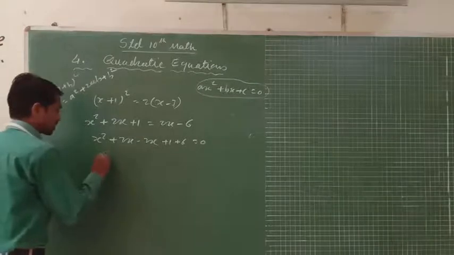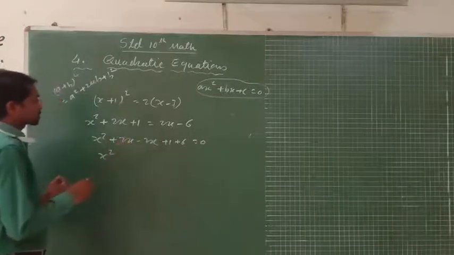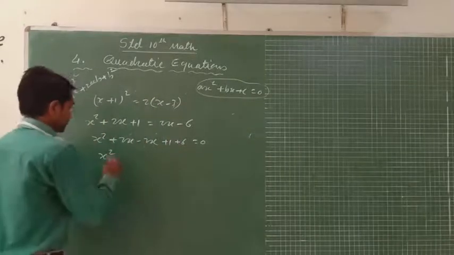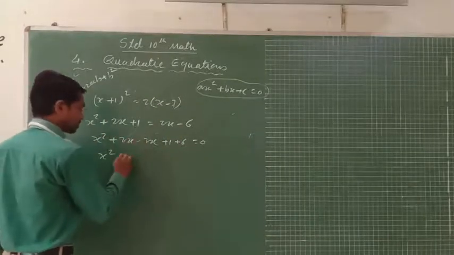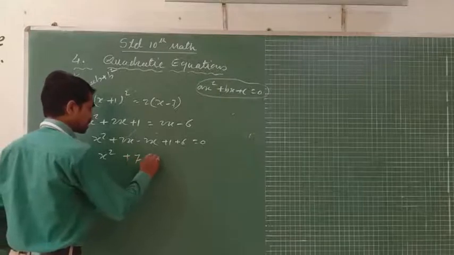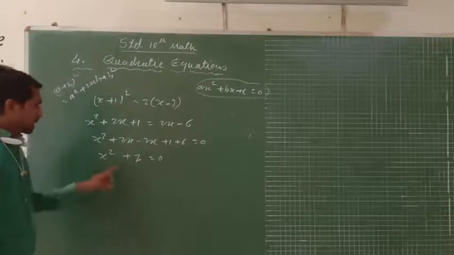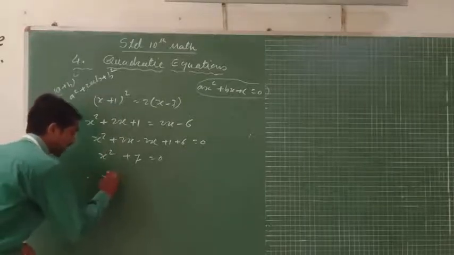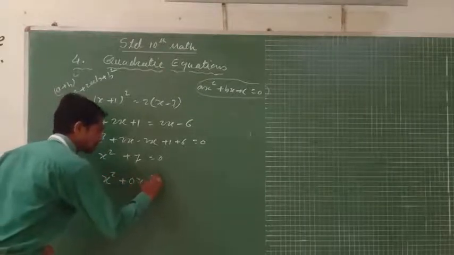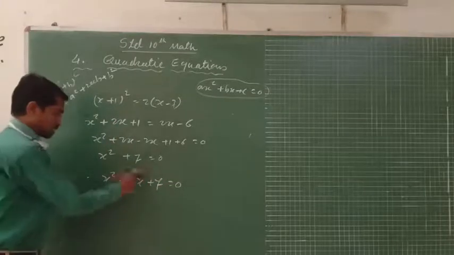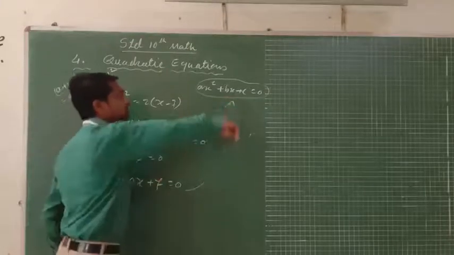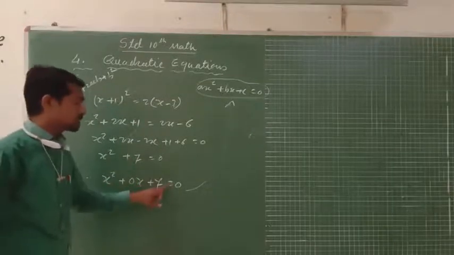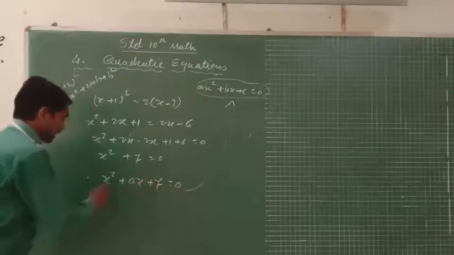Okay, then what? x square gets cancelled. 2x gets cancelled. Then what? That plus 7 is equal to 0. The second term is 0, but we can write it in the form of x square plus 0x plus 7 is equal to 0. This term is already 0. And it is in the form of ax square plus bx plus c is equal to 0. So we can write it in the standard form.